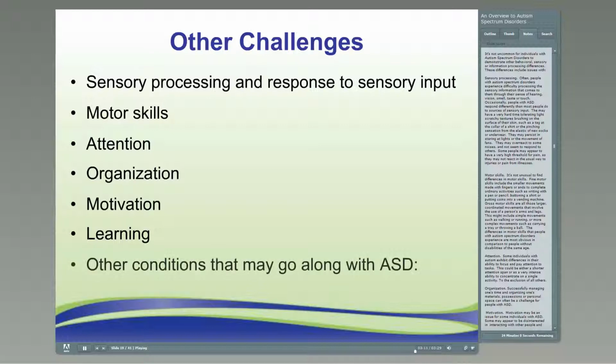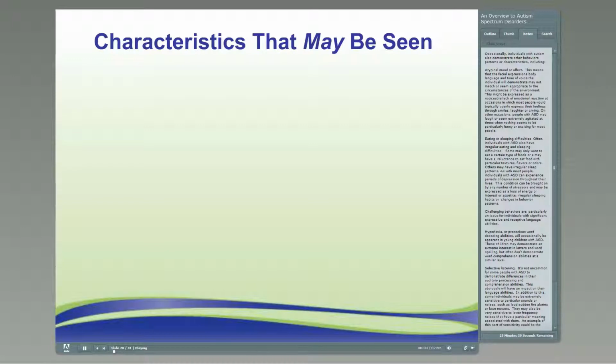Coexisting conditions. Occasionally, people with ASD will demonstrate behavior symptoms or characteristics of other sorts of diagnosable conditions, including mental health conditions such as anxiety or depression, or medical conditions such as seizure disorders and extreme allergic reactions. Occasionally, individuals with autism spectrum disorders also demonstrate other behaviors, patterns, or characteristics, including atypical mood or affect. This means that the facial expressions, body language, and tone of voice the individual will demonstrate may not match or seem appropriate to the circumstances of the environment.